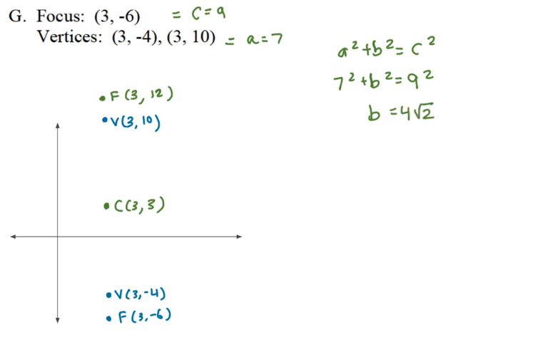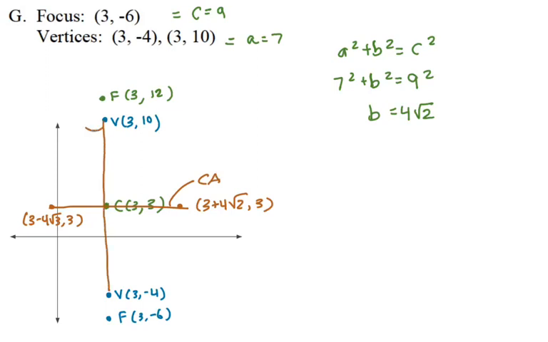All right, from the center then, we move 4√2 right and 4√2 left to get that conjugate axis. So 4√2 to the right, that is 3 plus 4√2, comma -6. And then the same thing to the left, 3 minus 4√2, comma -6. That is our conjugate axis. Our transverse axis then is what connects the two vertices.